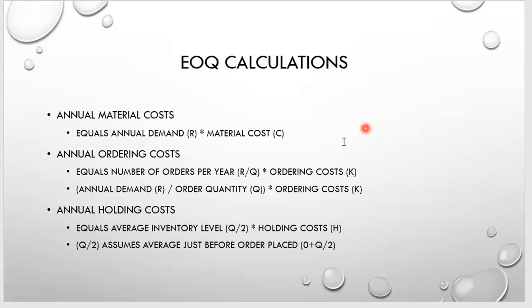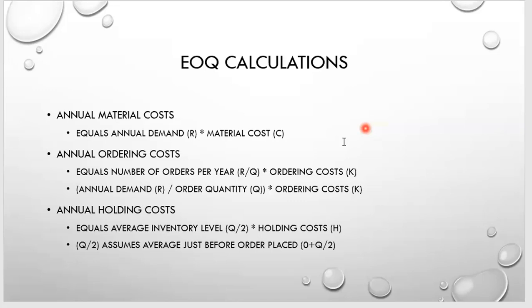And this is basically the annual demand divided by the order quantity, which gives the number of orders per year. So if you have 10,000 units that you're going to be buying during the year and you have 10 orders, that number would be, let's see, 1,000. So 10,000 divided by 10 would be 1,000. And you multiply that by the ordering costs. So it's R divided by Q times K. The ordering cost is the cost per order. So it's fairly simple.